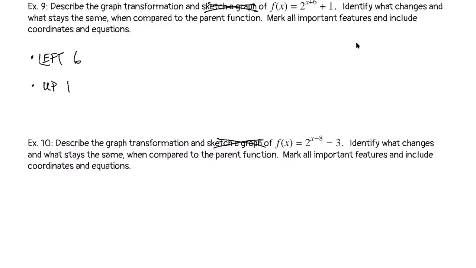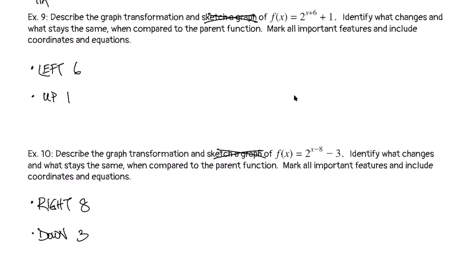To the right 8 and down 3. Excellent. We're going to move to the right 8 and down 3. And same thing as number 9, there's no horizontal or vertical stretches or compressions. Yes, I'm sorry. So maybe we should go back and also say that the horizontal asymptote for number 9 is now going to be at y equals 1.